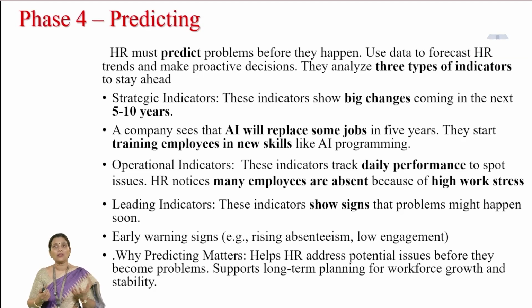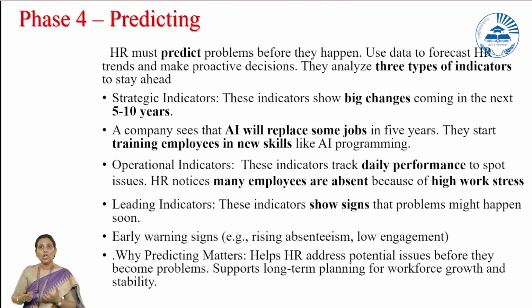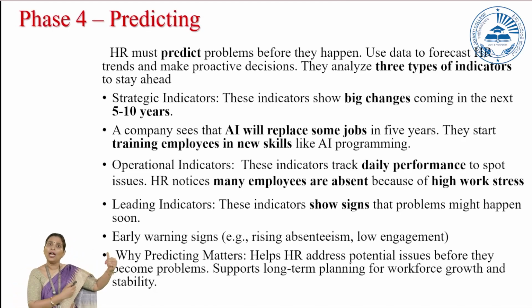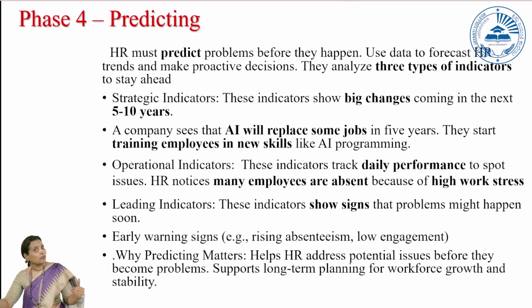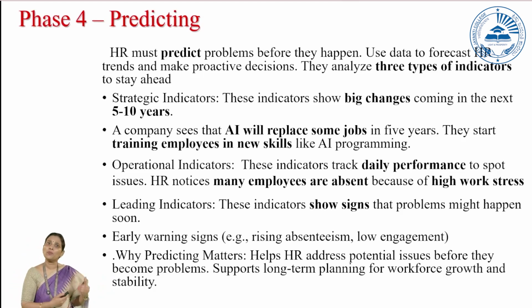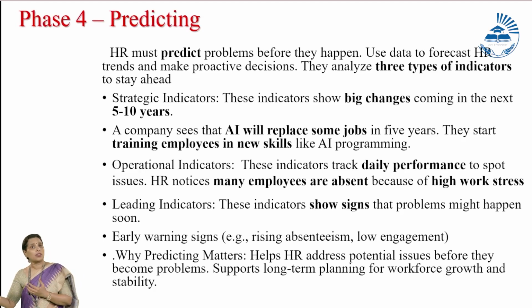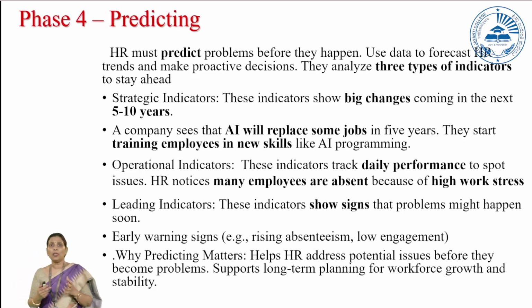Okay, by doing the analysis. So HR managers start to use data to forecast HR trends: what happened, what is the turnover rate, and what may be the turnover rate in the future. What is the employee engagement score right now? What may be the employee engagement score in the future? After knowing all these things, after doing all this prediction, the HR manager or HR analyst can make proactive decisions.